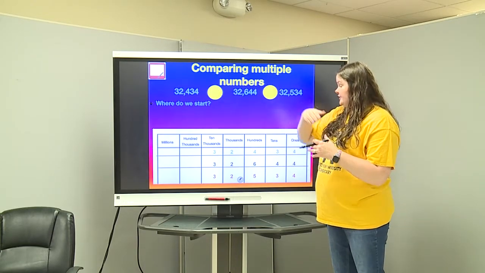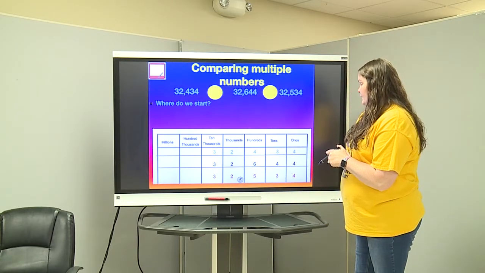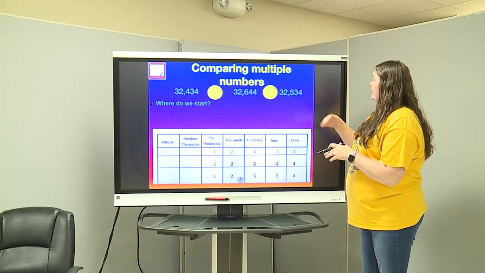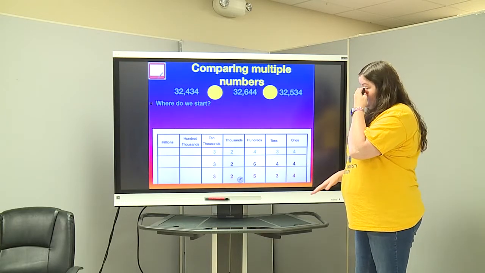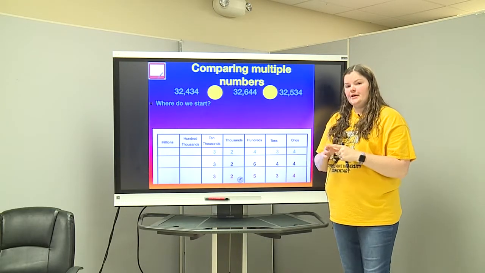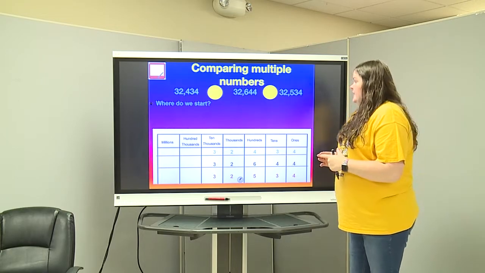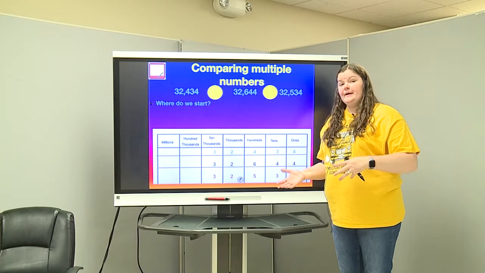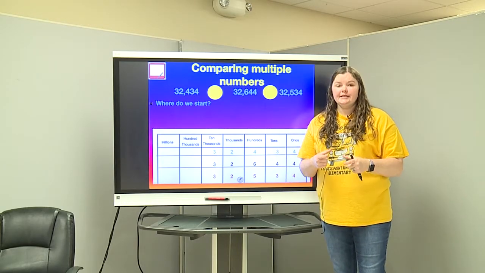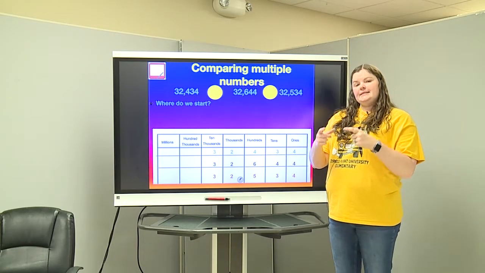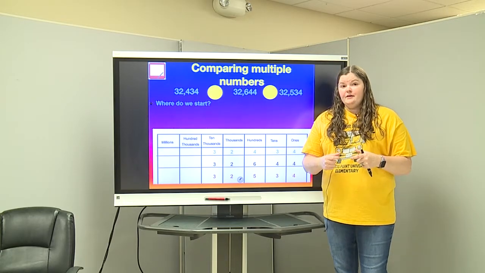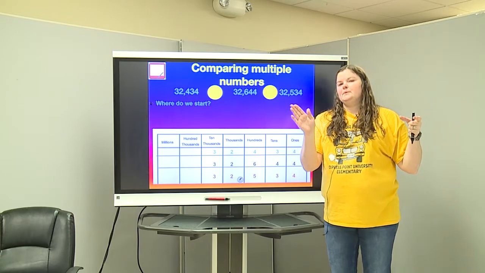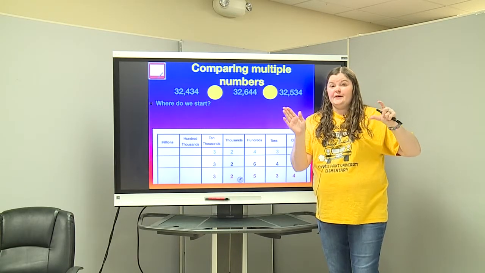So I have 32,434, 32,644, and 32,534. Again, I've already put those in the place value chart using those digits. So now it's not any different comparing 2 numbers than comparing 3 numbers. We're still going to look at each place value until we see a difference, and then we'll find the biggest number, and then we're still going to have those other 2 numbers left, and then we'll compare those 2.